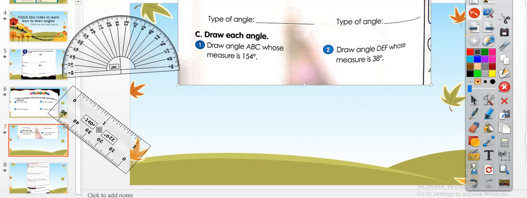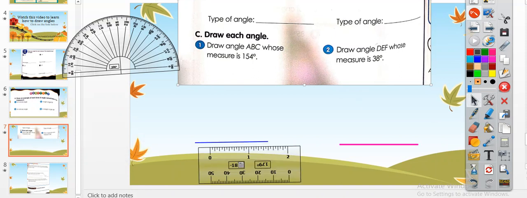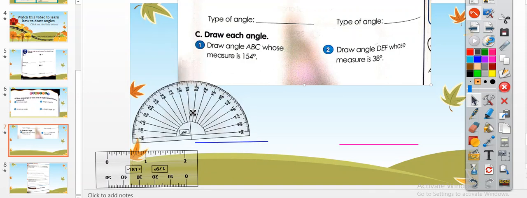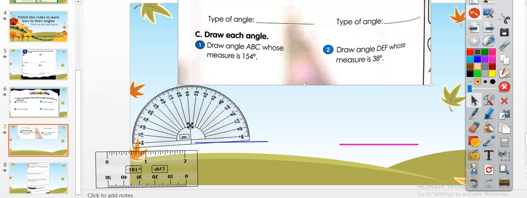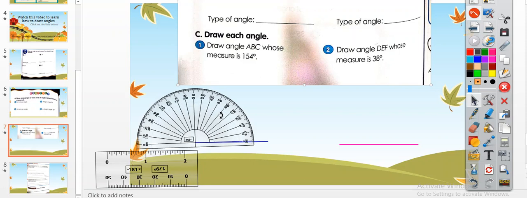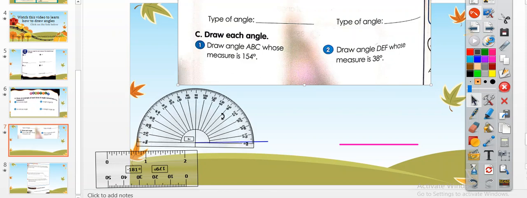Here in this question, we're going to draw question 1, the angle 154. The angle 154 here, I will draw it in blue. I'll draw for you here the straight line that you're going to start from, then bring the protractor. Make sure to put this side here exactly, and the line should be exactly in the same place. So here we just rotate it a little bit.